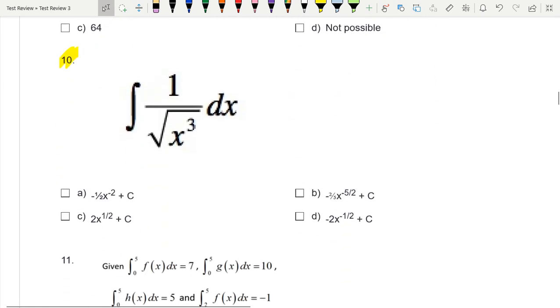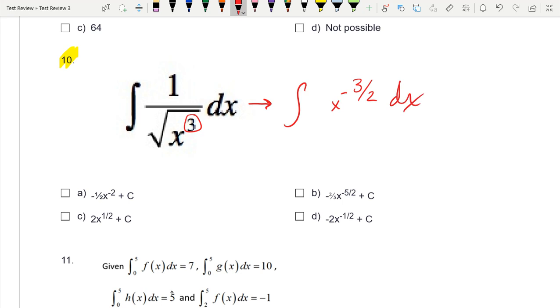Number 10, that was quite a missed question here, and it shouldn't be, I hope. Rewrite that thing. This has nothing to do with this chapter, it's just rewriting. That right there is x to the negative 2/3 power, because it's cube rooted. I'm sorry, no, it's not 2/3. I was just playing with you. It's negative 3/2. It's to the 3rd power, and it's square rooted, so it's going to be a 2 on bottom.